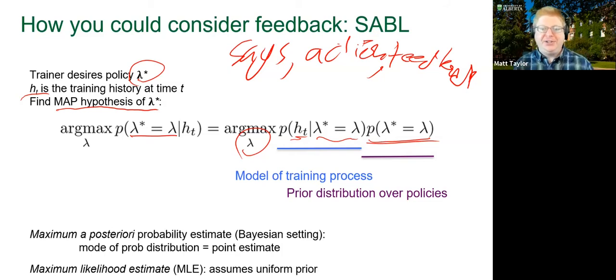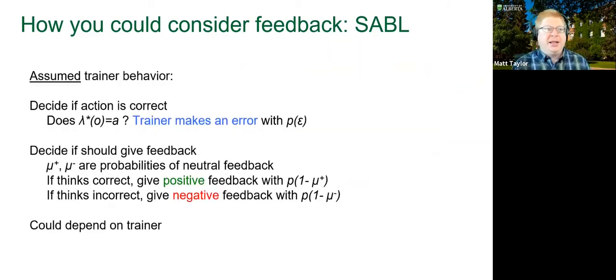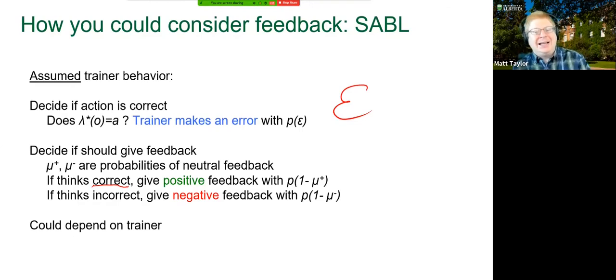Let me get into a concrete example in just a couple of slides. Okay, so we're going to do some Bayesian reasoning and try to figure out what's the MAP hypothesis. Now to make things a little more interesting, we've got some assumed behavior. First, there's some probability that the trainer makes an error, so the person hits the wrong button on the keyboard. That's an easy way to think of it. And then let's assume I do make the right evaluation. The dog sits, I said sit, and I know that was good. So I will say good boy with some probability, and I will not say anything with the rest of the probability.